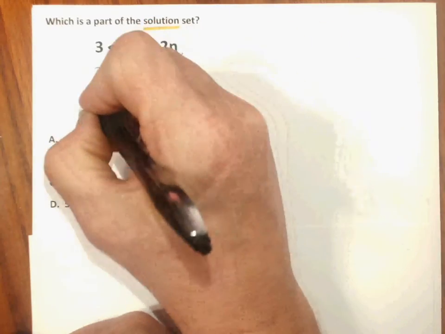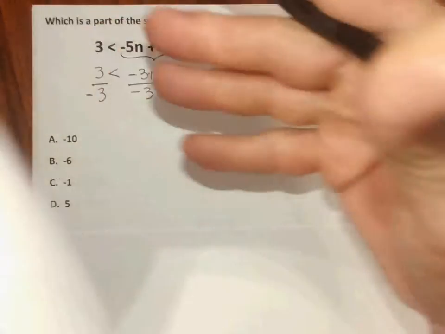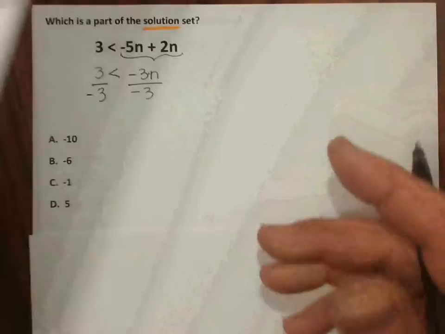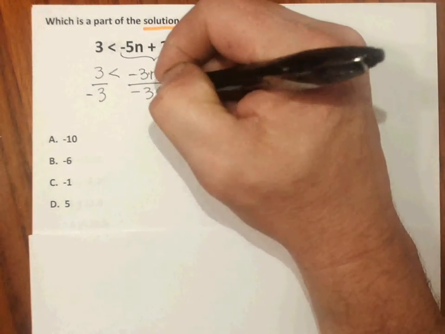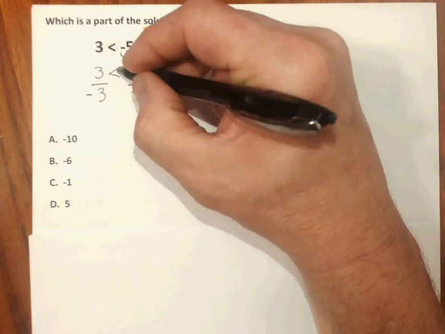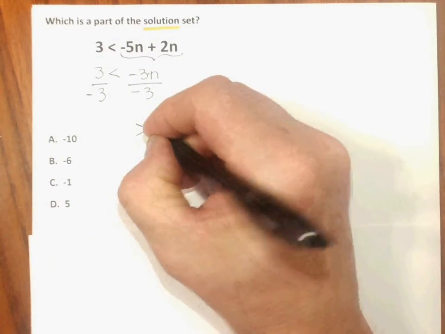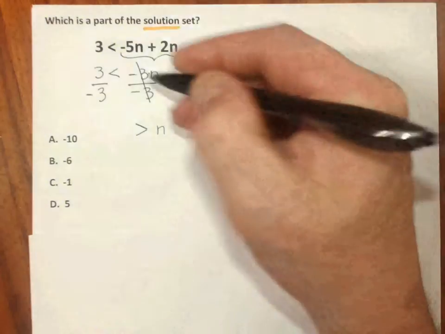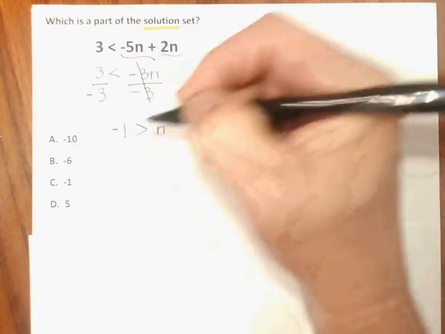Uh-oh. What did we say previously? We said that if we multiply or divide by a negative, we're going to flip the inequality symbol. So that's what I'm going to do. Because I divided by a negative, I'm going to take this less than symbol and change it to a greater than. -3 over itself is 1 in front of the n, and then a +3 divided by a -3 is -1.